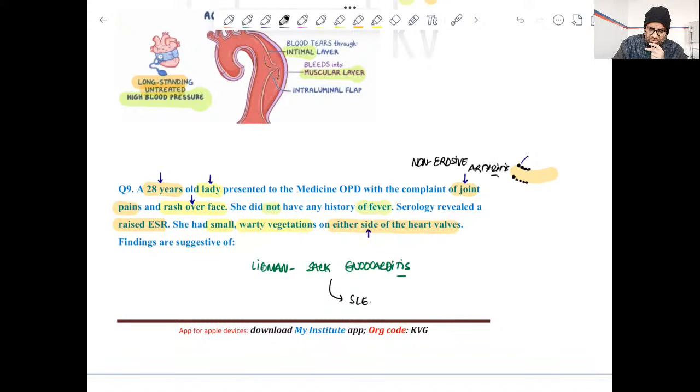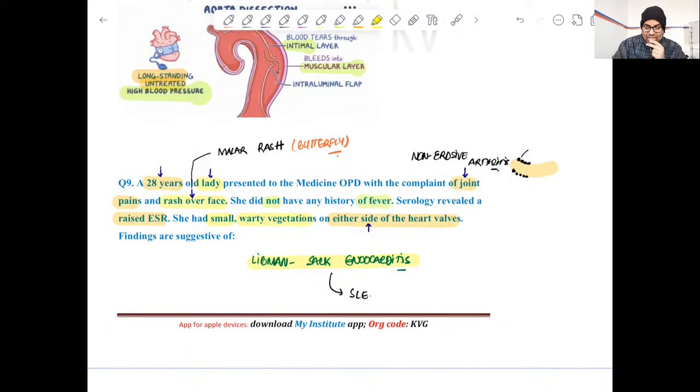Then this rash is actually malar rash, or what you call butterfly rash. Okay, so this is how you need to connect the words, and you can reach your answer as Libman-Sacks endocarditis. Very good, Mihir. This is SLE, but Libman-Sacks, right?